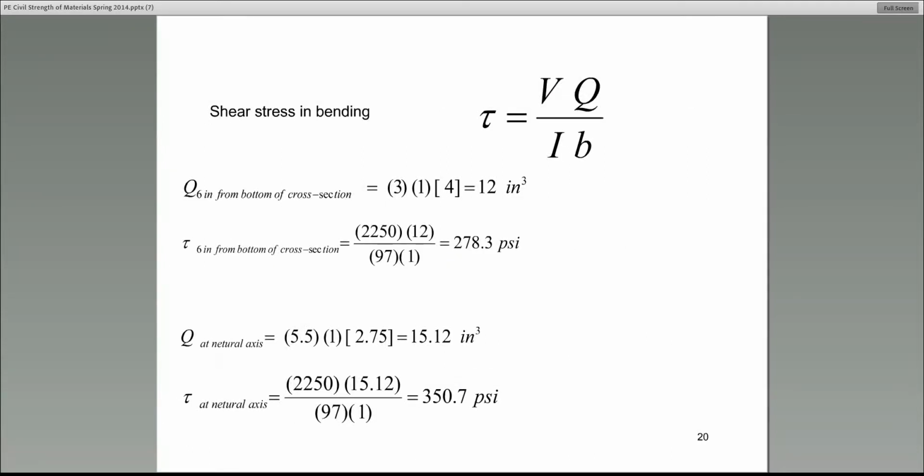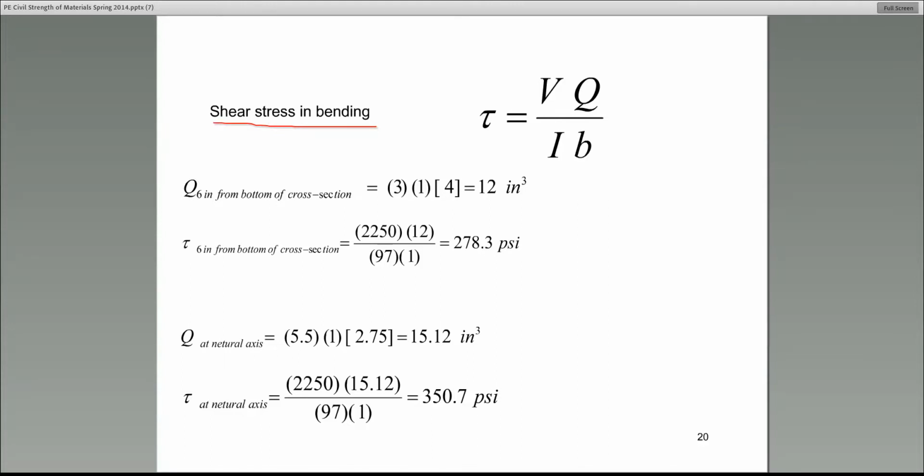And a lot of people, for some reason, and I will explain some of the reasons that I think may be contributing to this, have difficulty using this equation. All right? So please pay attention and try to see if you can learn this. Remember what we're doing. We're calculating the shear stress in bending.